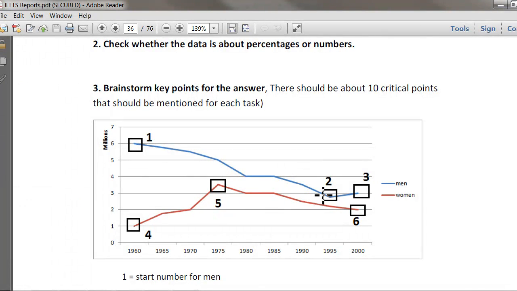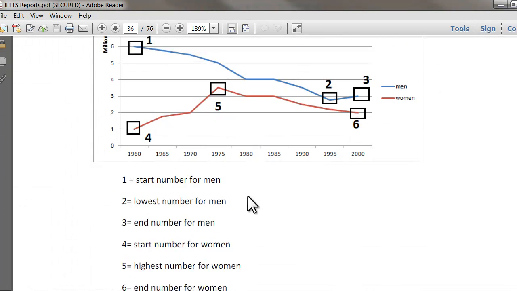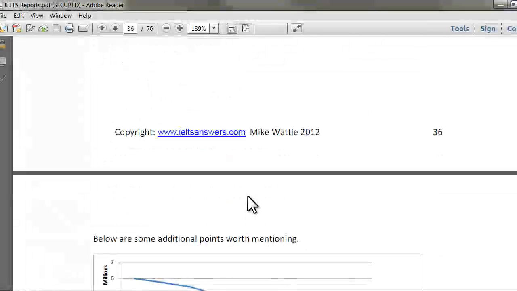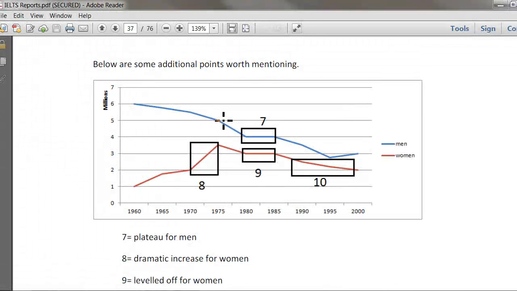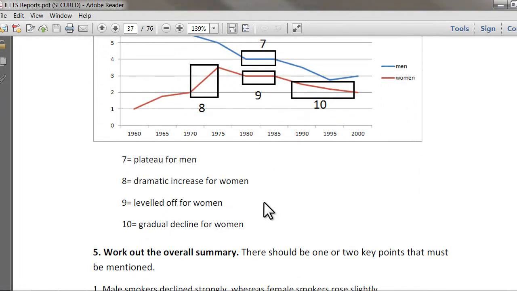Now then, we've only got 6 points, so we have to find some secondary ones. And here we've got some of the secondary features. If we look up at this, which is about male smokers, we could talk about this period here where there was no change, where it was stable, this plateau or period of stability. Or we could talk about this dramatic rise here. Again, we've got the leveling off here, and now the decline, a period of decline along here. So as I said, we want about 10 to 12 key points to talk about.